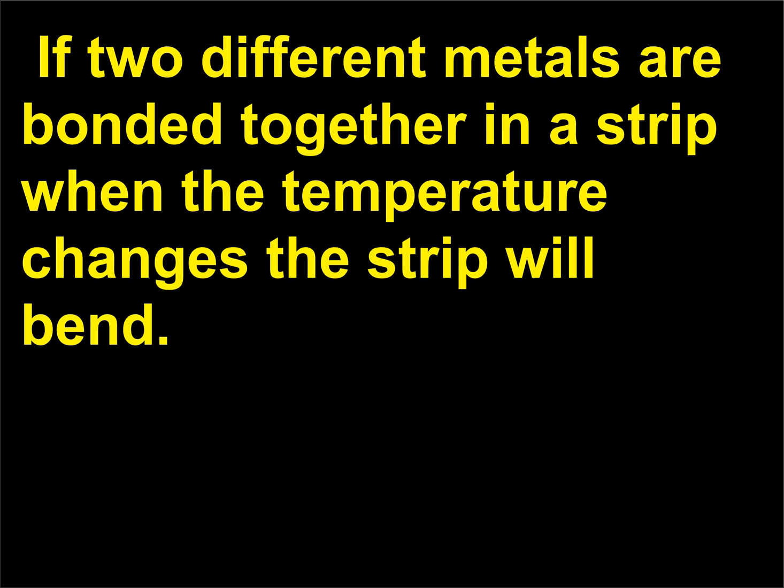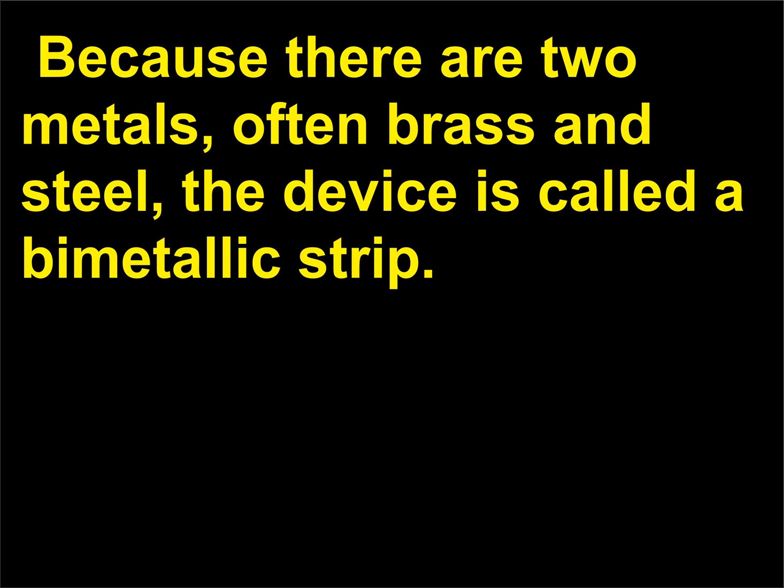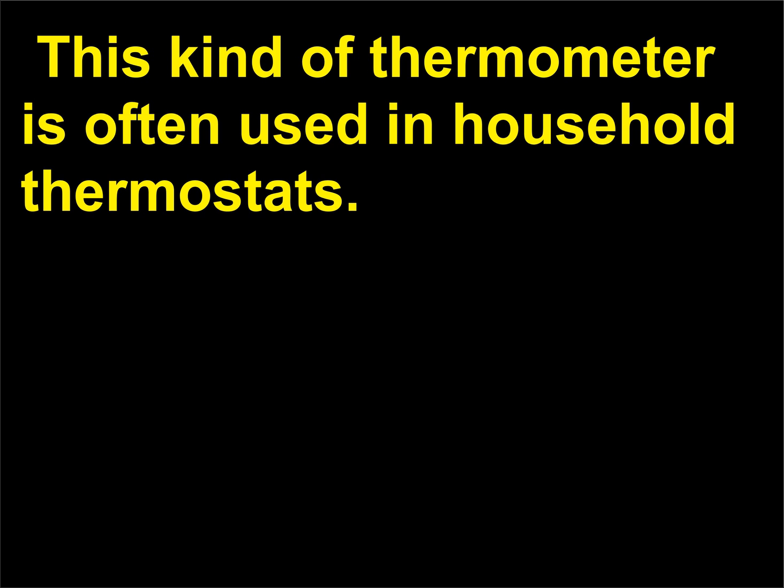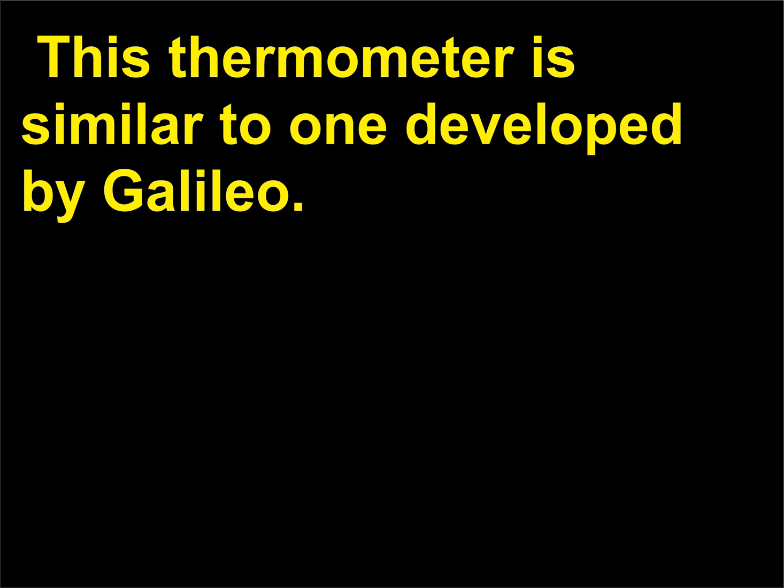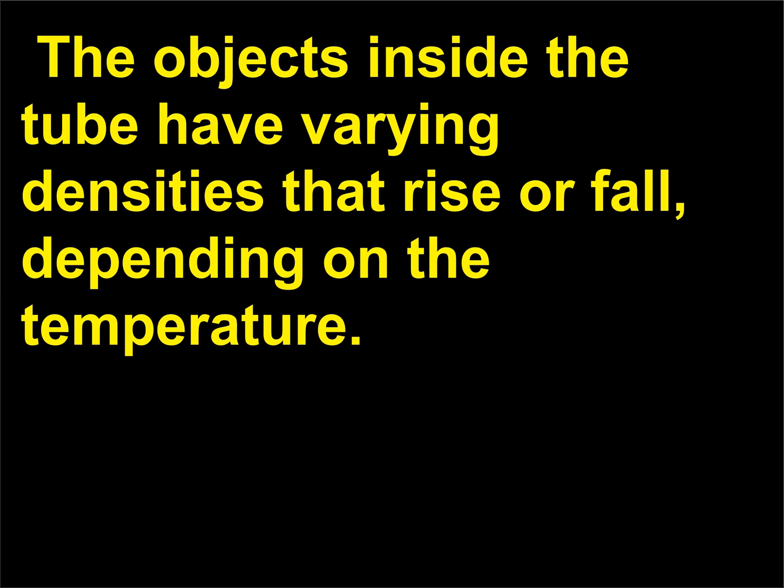If two different metals are bonded together in a strip, when the temperature changes, the strip will bend. Because there are two metals, often brass and steel, the device is called a bimetallic strip. This kind of thermometer is often used in household thermostats. This thermometer is similar to one developed by Galileo. The objects inside the tube have varying densities that rise or fall, depending on the temperature.